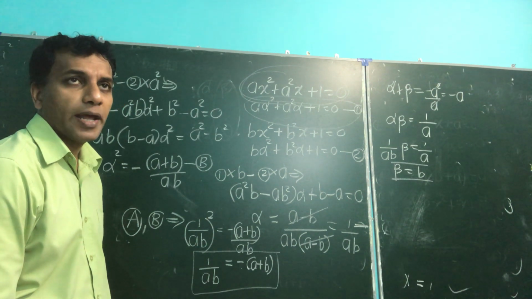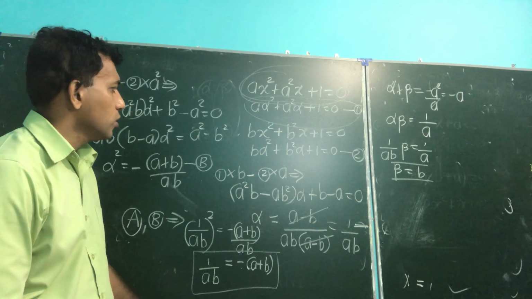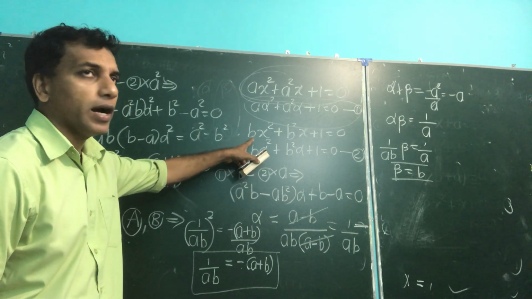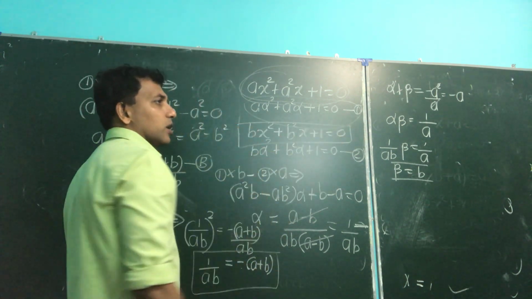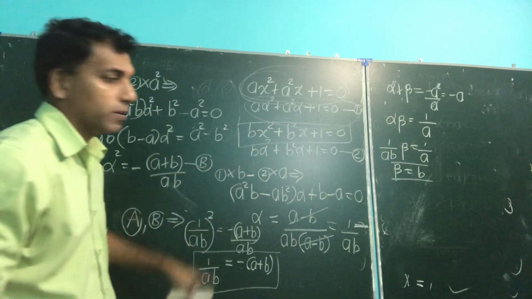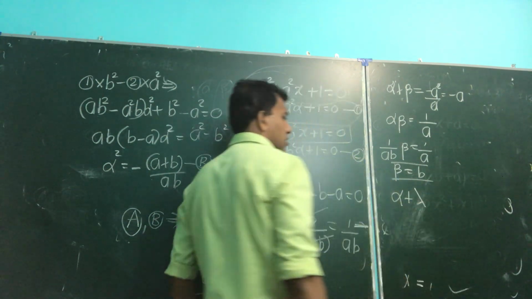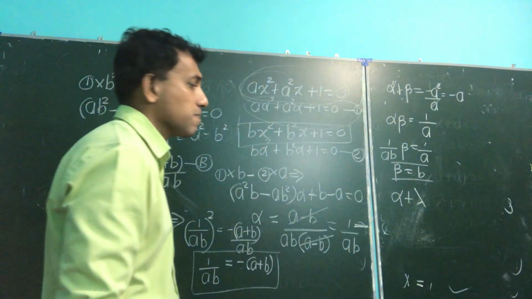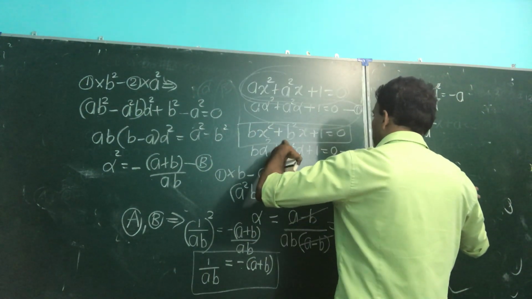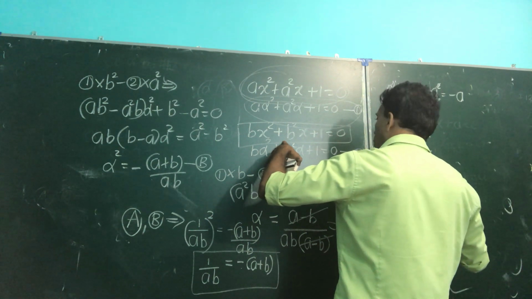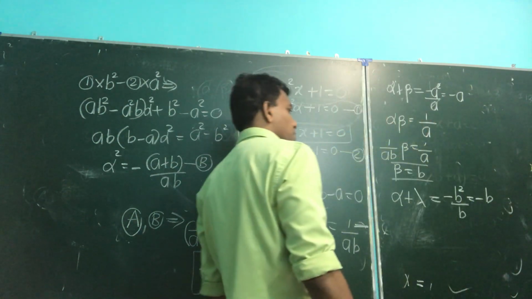Same method, try to find the lambda. Come to the other pair of equation, find the lambda value. So here what I said, alpha and the lambda, no? Alpha and the lambda for this equation, alpha and the lambda are the solution. Therefore, what is that? Alpha plus lambda is minus B over A, minus B square over B, otherwise minus B. Okay, minus B.